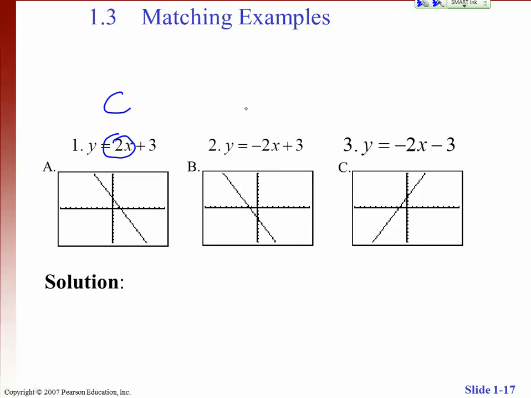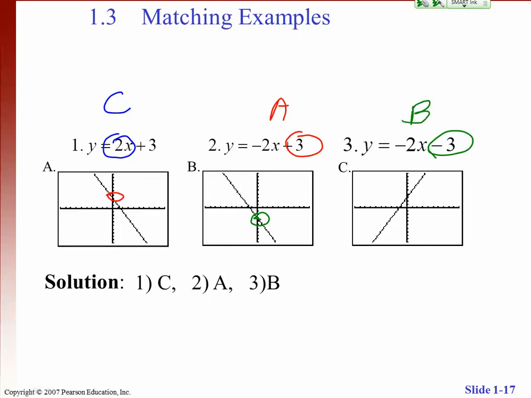These other two have negative slopes, but they have different intercepts, right? The second one has an intercept of +3. So we look at these ones, which one crosses the y-axis at +3? Well, that one. So that one's got to be A. And of course, by process of elimination, the y-intercept is -3 there, so that's got to be B. Without doing too much work, that's what the answers are.